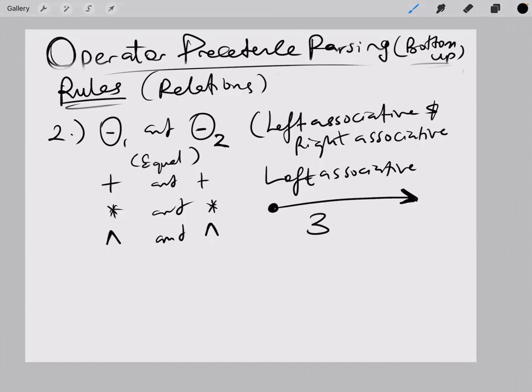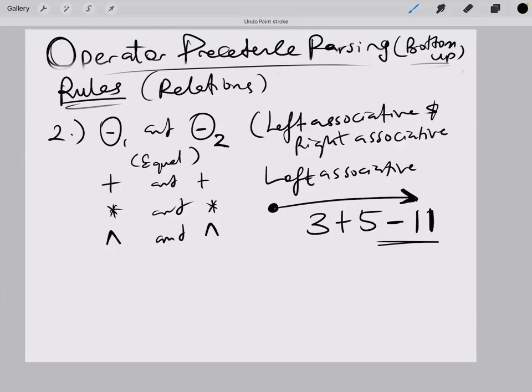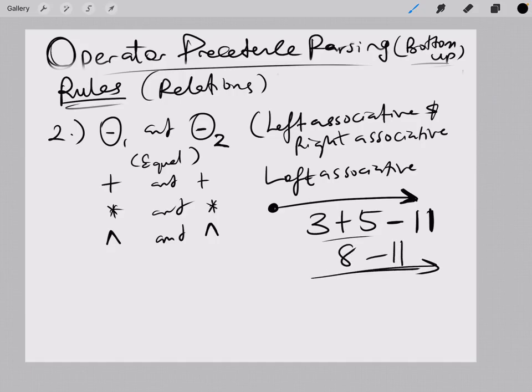Let's go back again. Let's say you have 3 plus 5 minus 11. Take a look at that. You don't do 5 minus 11 first, then 3 plus whatever is the result. You are going to have to go from the left to the right because these are left associative. So you have 8 minus 11. Then from left to right again, you now have minus 3. And this is where we notice that minus is a unary operator here, and because of that has a higher precedence, but it's not operating on anything, so we can just ignore that. But now you understand the left associative.